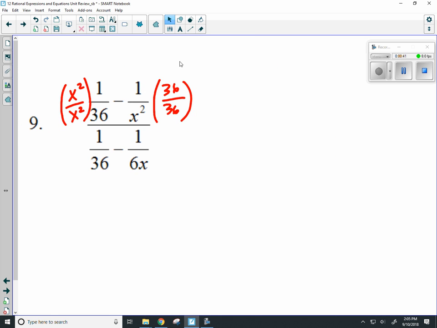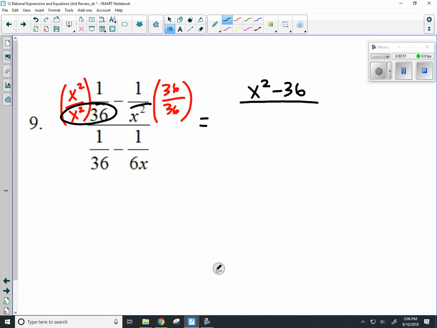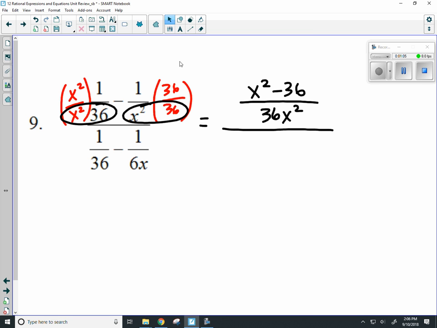So what that's going to give us up in the numerator is going to be x squared minus 36 over, now be careful, these two here, they're getting multiplied together, and I've been seeing a lot of people that are adding them together, so just be careful. You're going to multiply those together, so your denominator should just be 36x squared. Okay. We're going to do a similar process in the denominator.